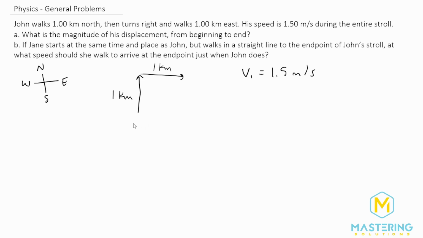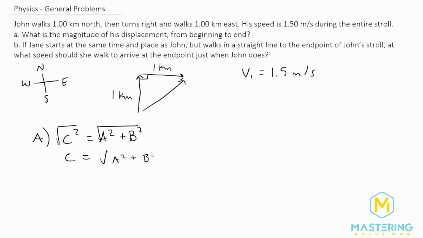And then what is the magnitude of his displacement, which is a straight line from where he started to where he ends, which we just created a triangle, obviously. So for part A, to find the displacement, we can use Pythagorean's theorem to solve for this. So c squared is equal to a squared plus b squared. If we isolate c by taking the square root of both sides, that gives us c is equal to the square root of a squared plus b squared.